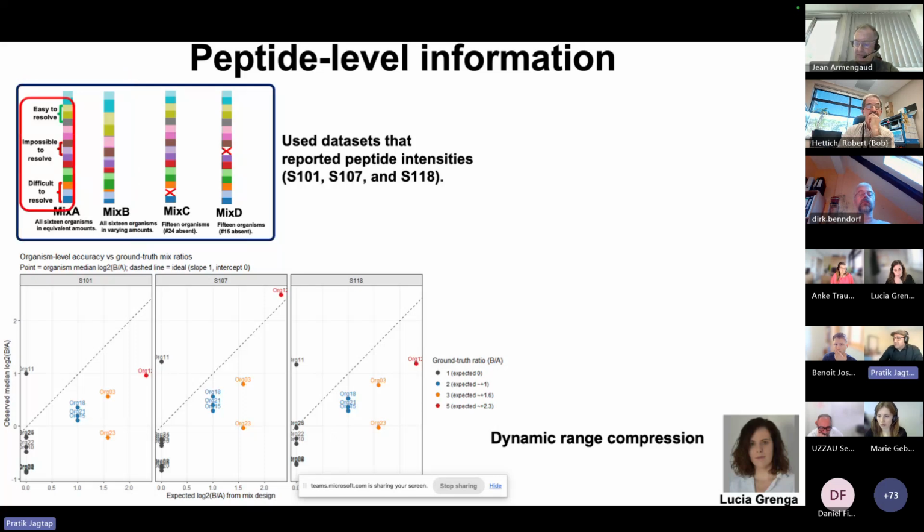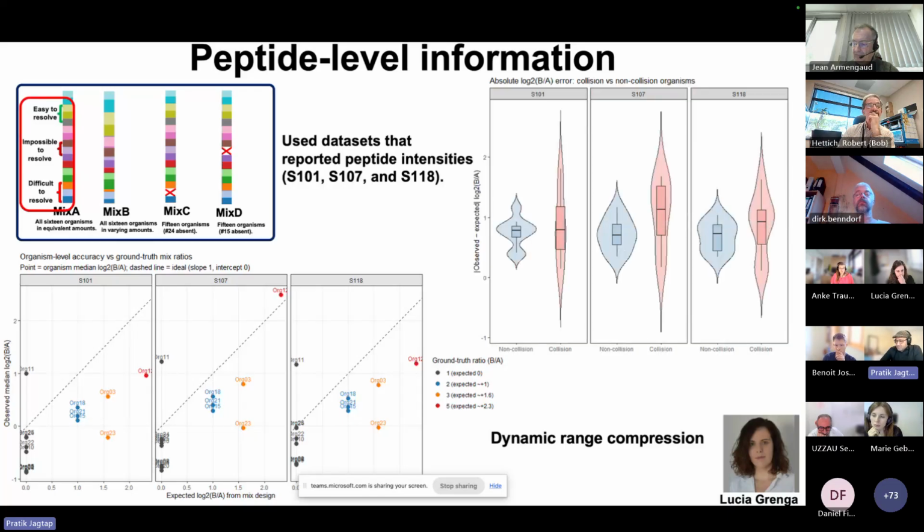The mixes also have three collisional pairs. When Lucia looked at these collisional pairs, the volcano plots showed that collisional organisms consistently show higher error compared to non-collisional organisms, underscoring the impact on quantification accuracy.